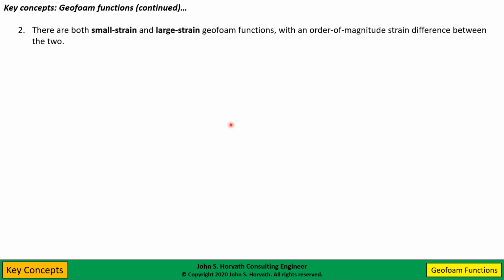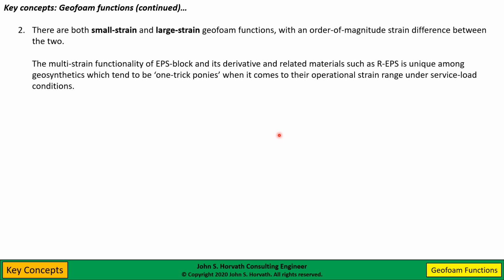The second general point I want to make about geofoam functions is that for pressure reduction, there are both small strain and large strain geofoam functions, and there's an order of magnitude strain difference between the two. This multi-strain functionality of EPS block and its derivative materials, such as resilient EPS block, are really quite unique among geosynthetics, which tend to be what I call one-trick ponies in terms of an operational strain range under service loads.